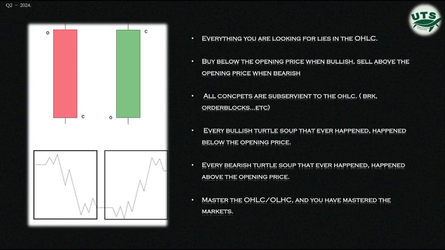But you can kind of summarize ICT in the power of three. Everything you're looking for lies in the open, high, low, and close, or open, low, high, and close. Right? The open on the left side, high, low, and close, open, low, high, close. If you want a summary of ICT, it's buy below the opening price. This is the foundation. Buy below the opening price when bullish, sell above the opening price when bearish.